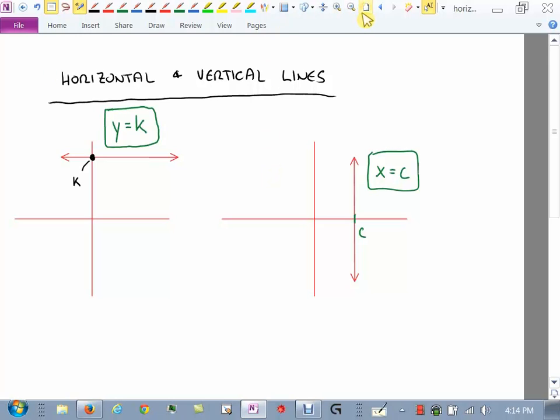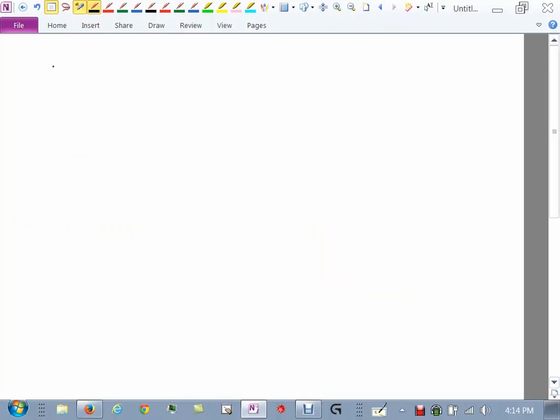A little bit more about lines. Parallel and perpendicular lines. Okay, what about parallel lines? What does it mean for two lines to be parallel? They don't touch?